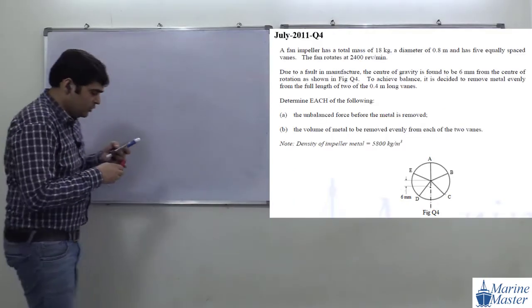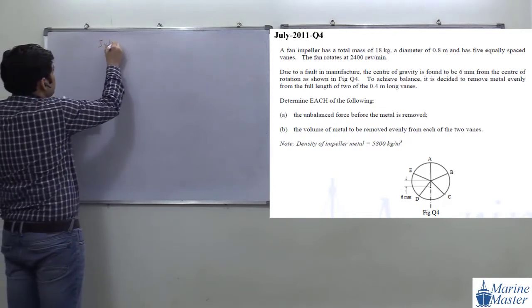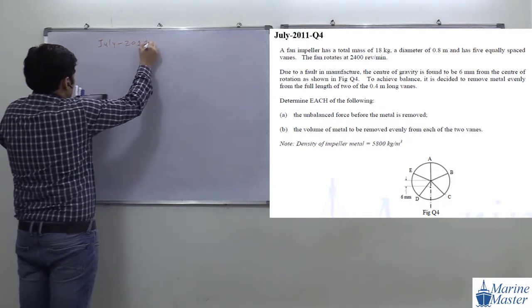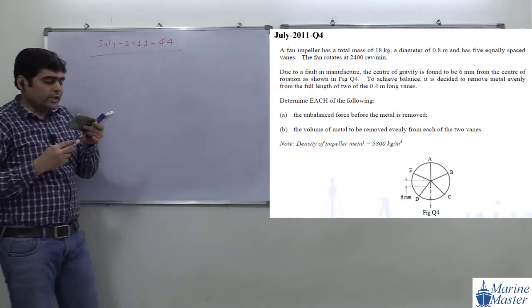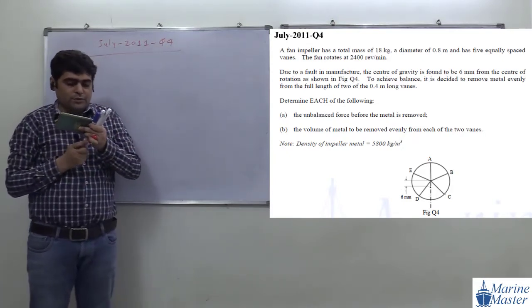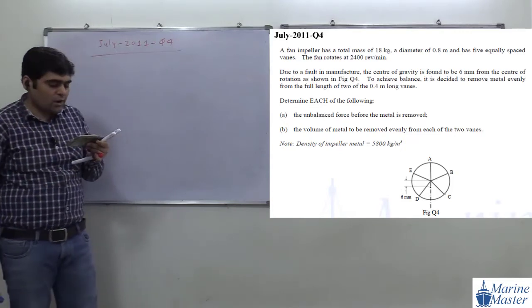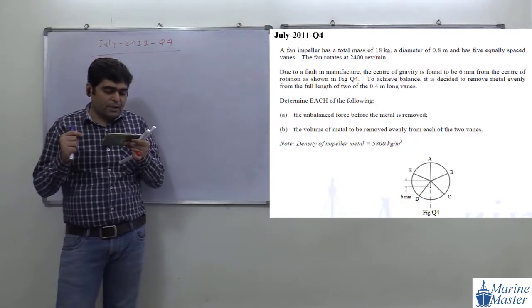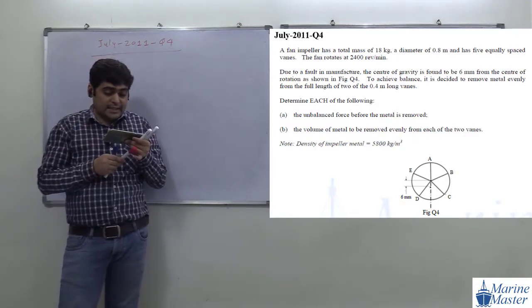Okay, now guys, we are going to take an exam question from the July 2011 exam. Question 4. I am going to read the question for all of you. We have a fan impeller whose total mass is 18 kg.